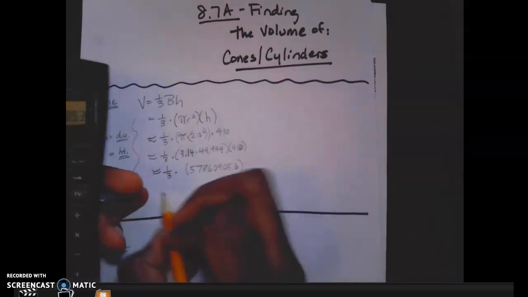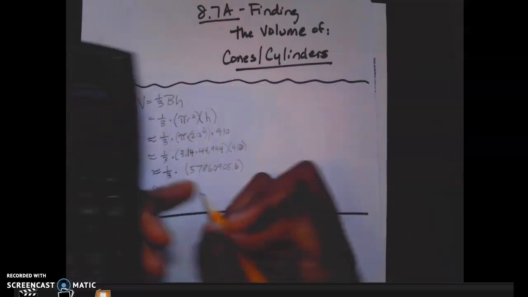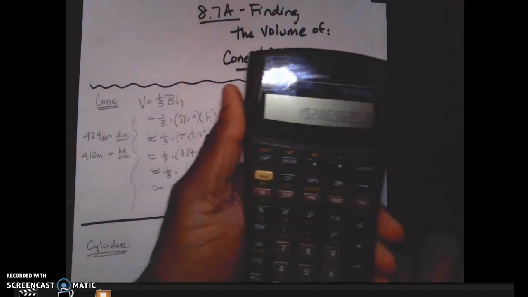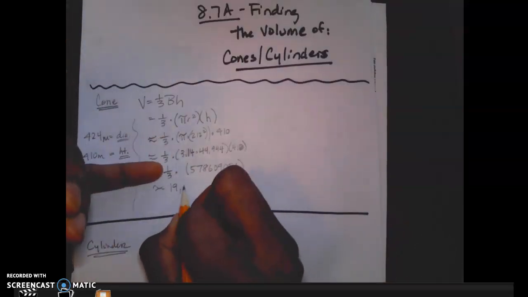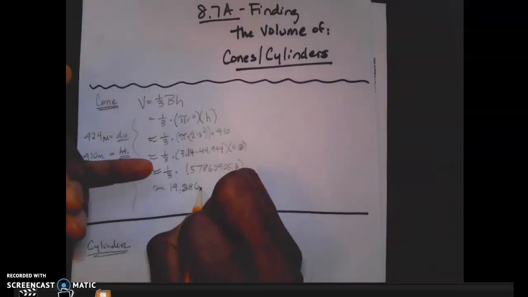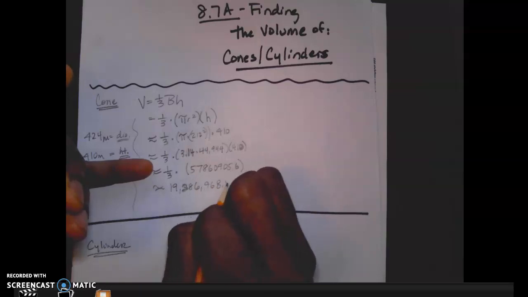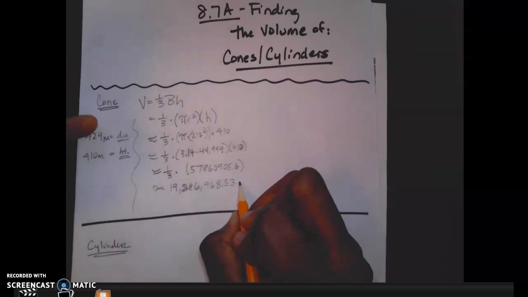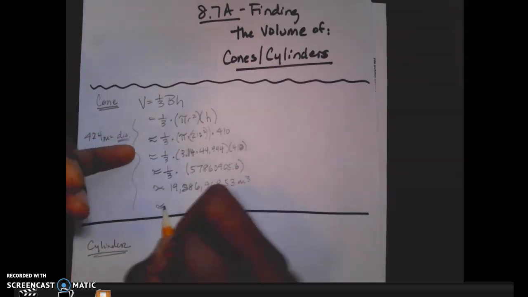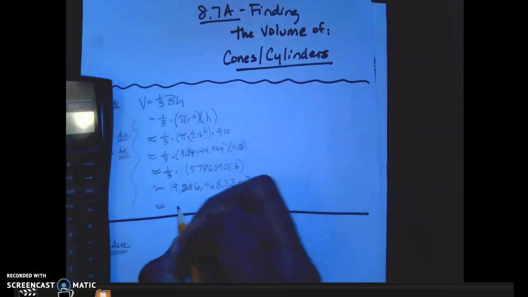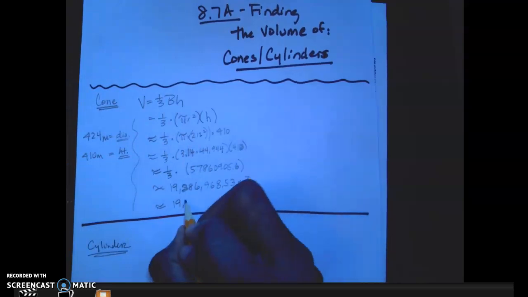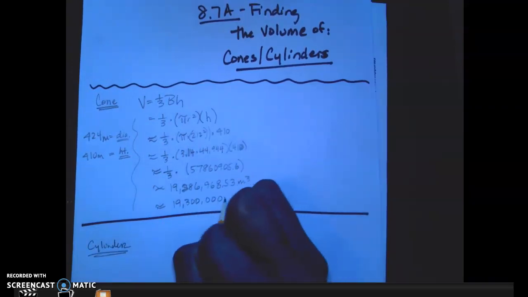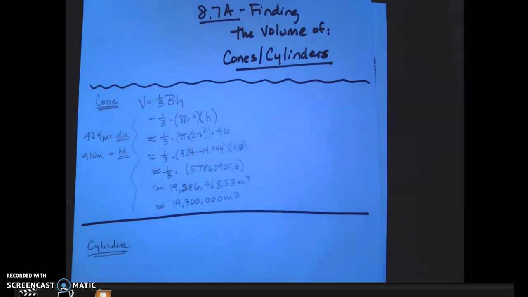That's going to give me approximately 19 million. This number here is approximately 19,286,968.53. Now, if the diameter again was in meters, the approximation that I'm going to end up with, rounding to the nearest 100,000, would be approximately 19,300,000 meters cubed. Okay? Now, we're going to move on to an example that talks about a cylinder.